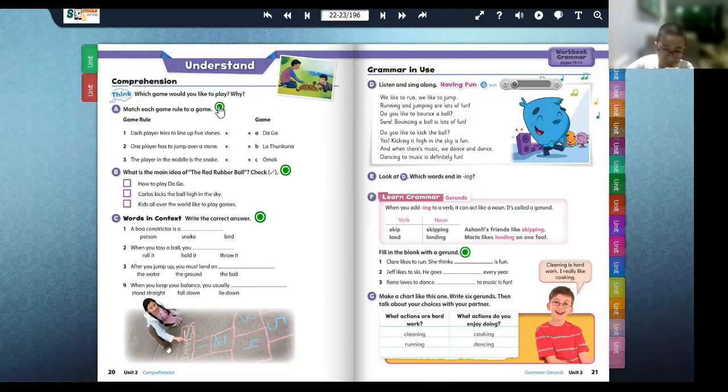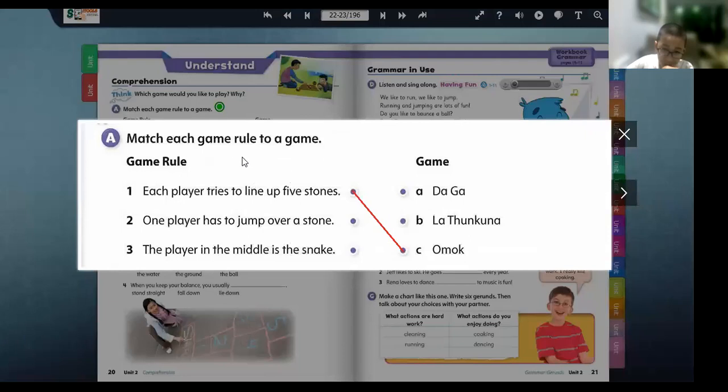Now let's try to look at this one. Here, match each game rule to a game. Oh, so number one, that's Umok, that's already answered. So each player tries to line up 5 stones. Okay, I want you to match number 2 and 3 to the game. Okay. All right, okay. There you go. Okay, so we have it there. Each player tries to line up 5 stones, so that's Umok.